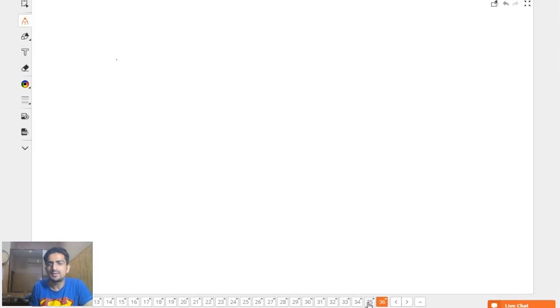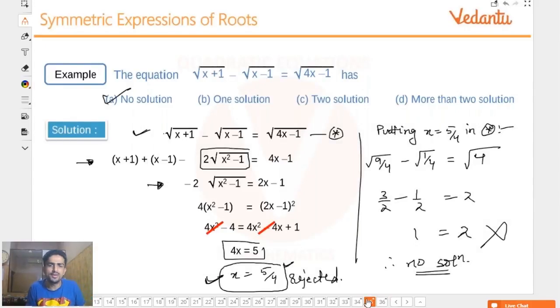Arindam, why will it be plus minus 5 by 4? Where are you taking the square root? If 4x is 5, then x will be 5 by 4, no? How come plus minus 5 by 4? Okay.